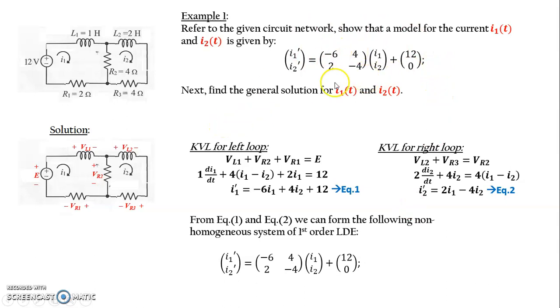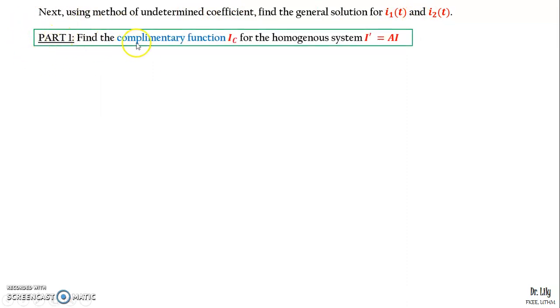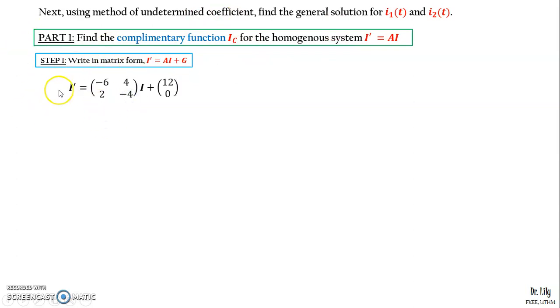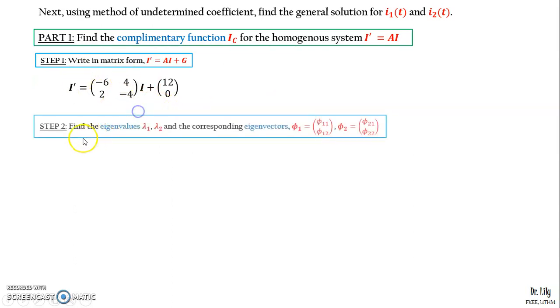Next, when we have the equation, we need to find the general solution for I1(t) and I2(t). So we are going to use the method of undetermined coefficients to find I1(t) and I2(t). For part 1, first of all, we need to find the complementary function IC for the homogeneous system. From the equation just now, we need to write it in matrix form. So the matrix form is I prime equals A times matrix I plus G. This is from the previous slide. After that, based on this, you need to find the eigenvalue and the corresponding eigenvector.